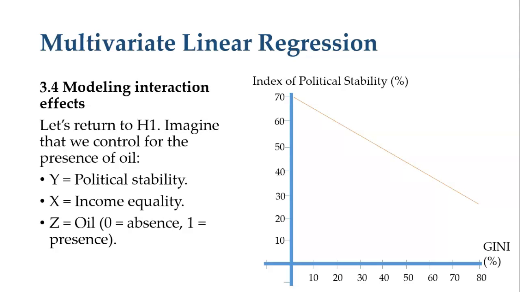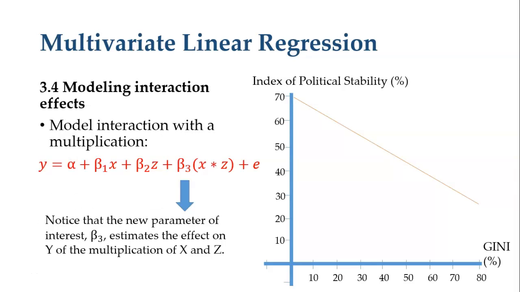Income inequality is our independent variable, and we're going to use another control variable. Let's say that variable is the presence of oil. A little bit of notation. When I said that you're going to model that conditional effect, it's because you write in the formula this new interaction, and the interaction is modeled with a multiplication between X and C. The parameter that you want to estimate here is this one, beta sub 3.